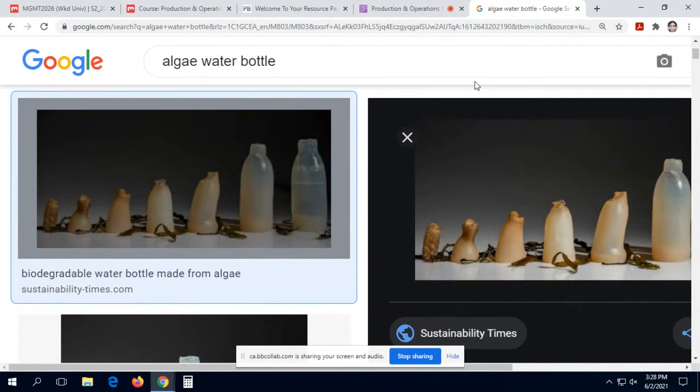We use these bottles all the time. And what happens to the ones in which we drink water? Of course, we can say that we keep some of them in our house, in the fridge, and we reuse them and those types of things. But how many can we reuse?